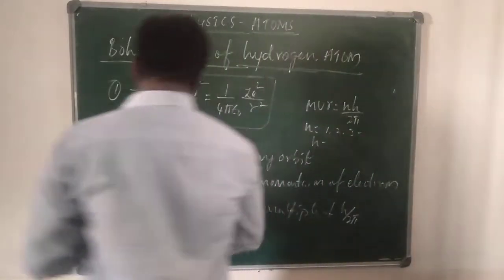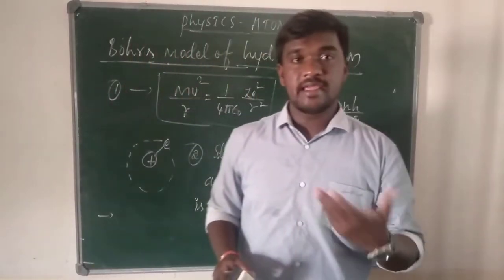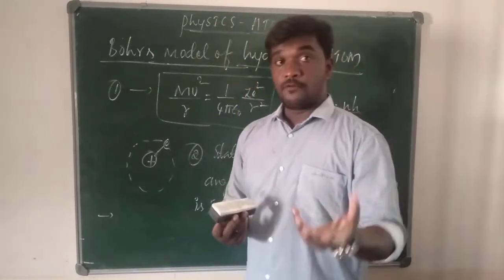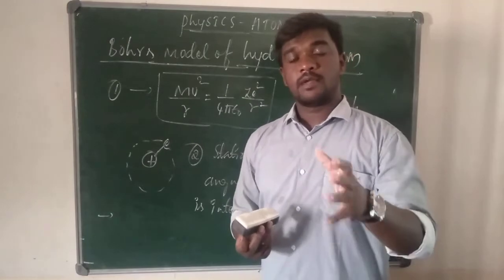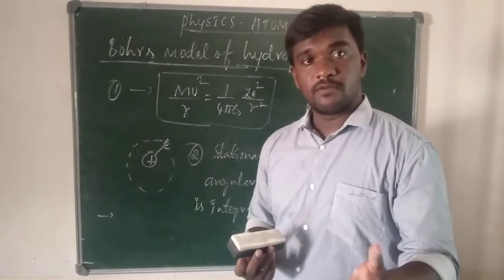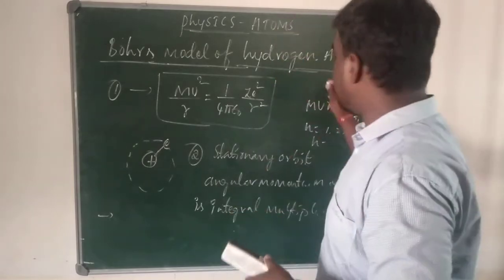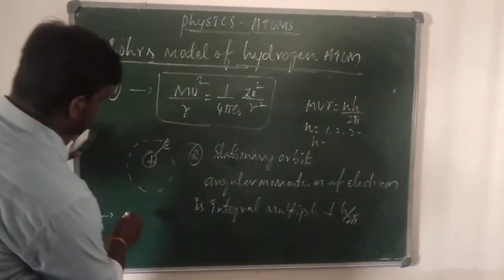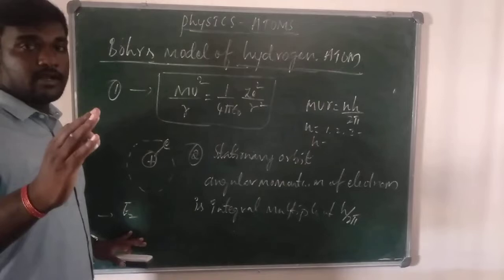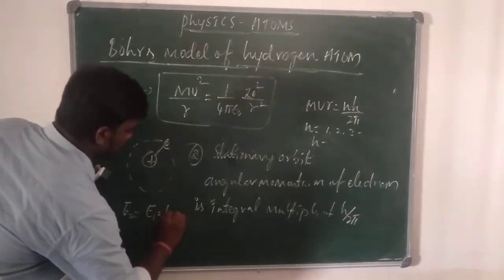Next, the third postulate. An atom can radiate energy when the electron makes a transition from an orbit of higher energy level, which we consider E2, to an orbit of lower energy level E1, and the energy radiated is equal to h nu.